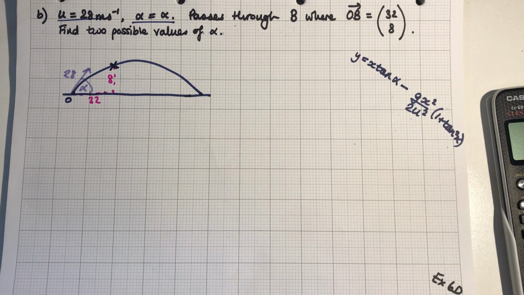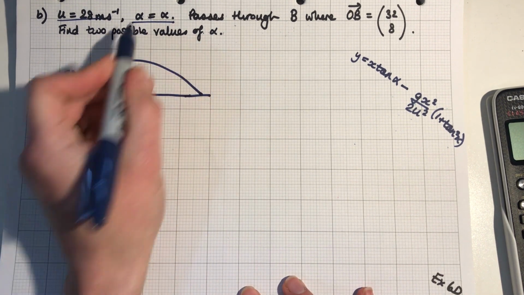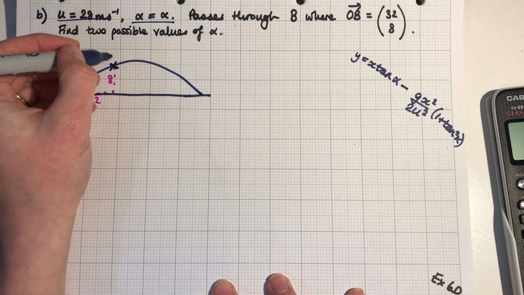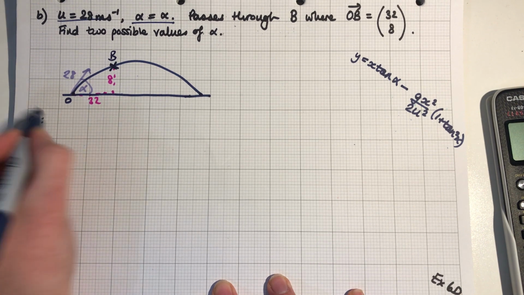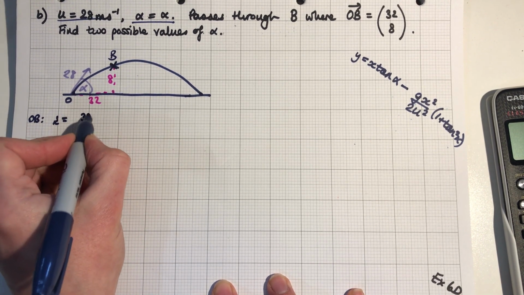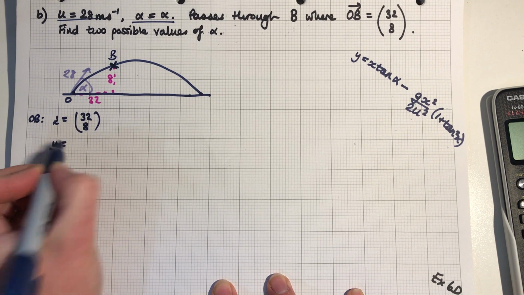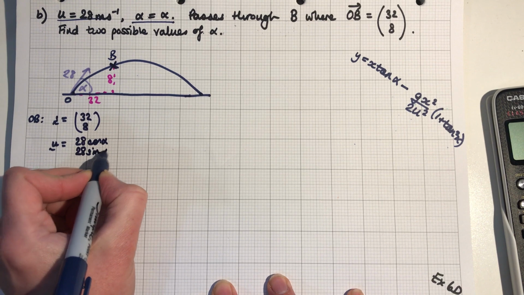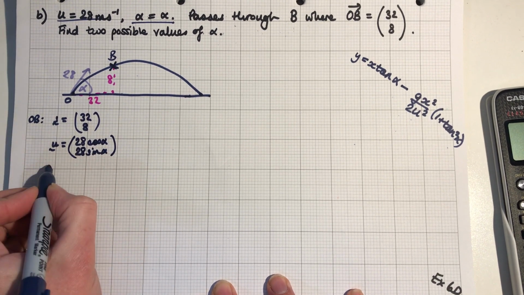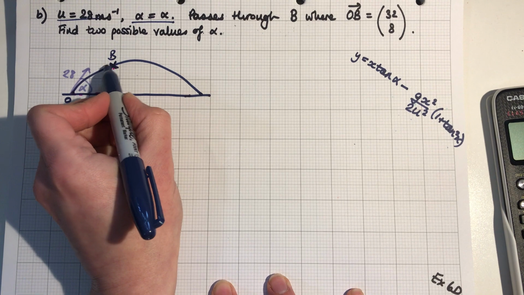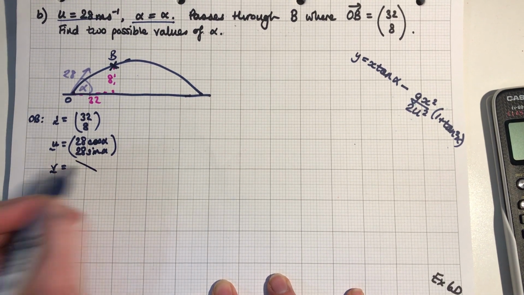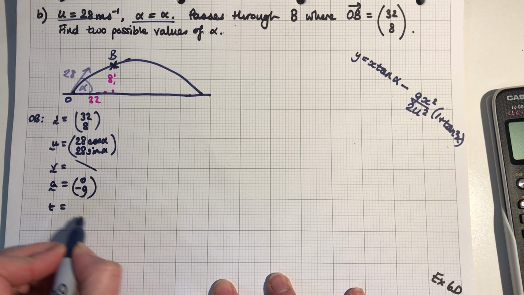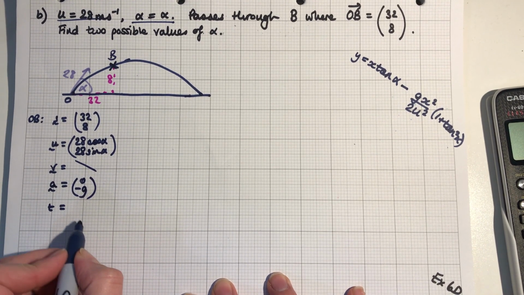Now, knowing all of that, it wants me to find the two possible values of the angle of elevation alpha. So let's work with it, shall we? So that's O, this is B. For O to B, we'll set up our CVAT. (28 cos alpha, 28 sine alpha). V, I don't know the speed. If I were to draw a tangent there at B for the speed, I don't know what that is. No idea. Don't need to know it either. 0 minus G, and the time is T.